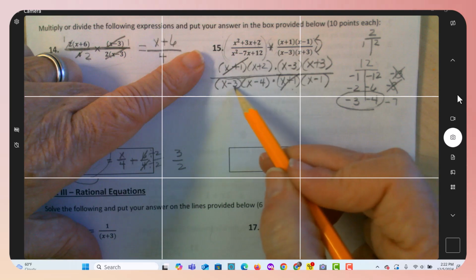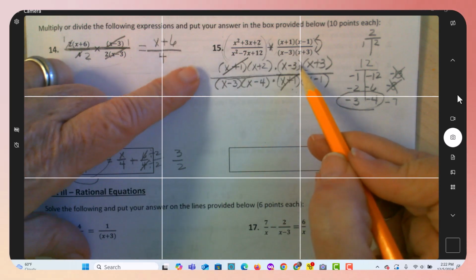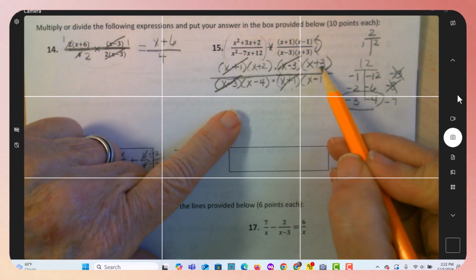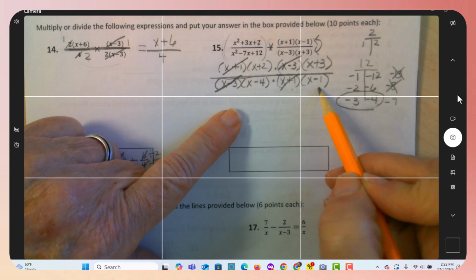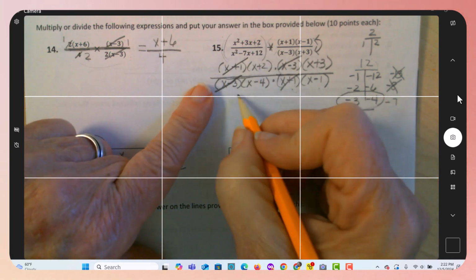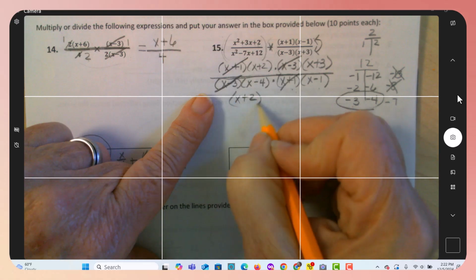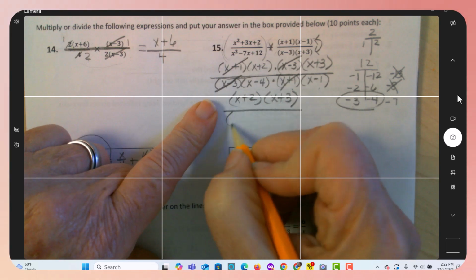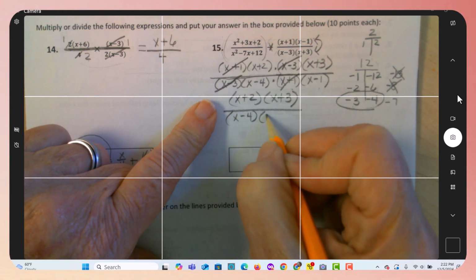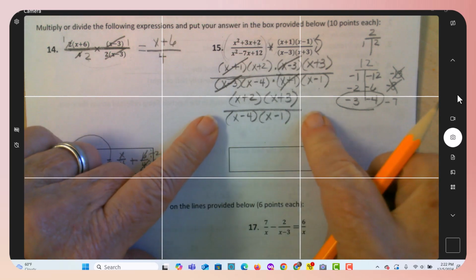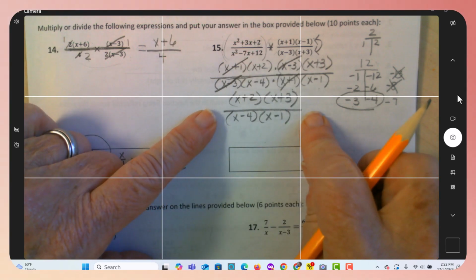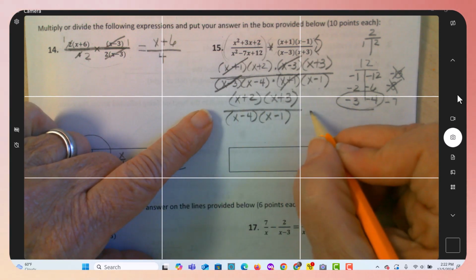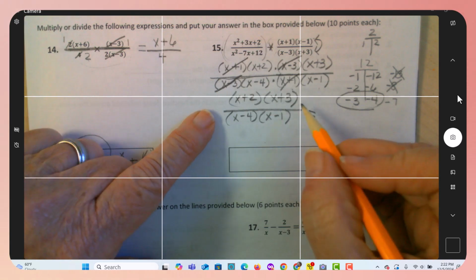And do I have an x plus 2 in the denominator? I don't. Do I have an x minus 3 in the denominator? I do. Do I have an x plus 3 in the denominator? I don't. So in the numerator, I'm left with x plus 2 times x plus 3. In the denominator, I'm left with x minus 4 times x minus 1. Now you might see your answer like this, but I suspect that they're probably going to have this multiplied out and put in standard form. So you might want to look for this answer.